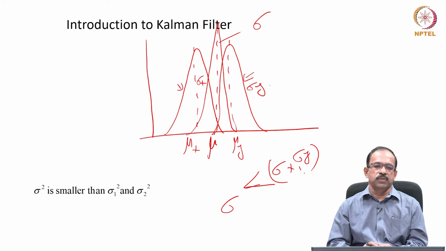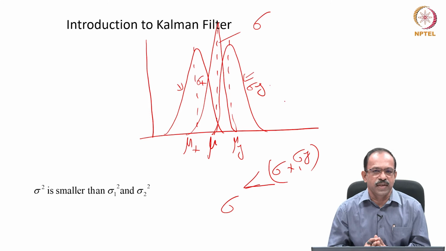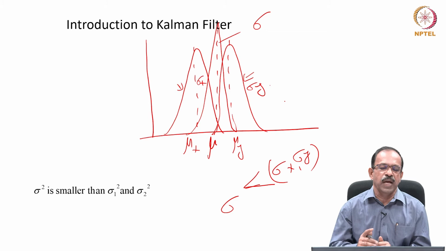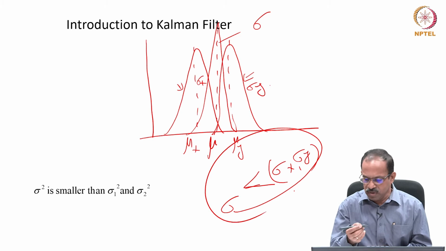So, you have two distributions, each with its own mean and covariance. If you combine these two using a Kalman filter, you will get a distribution, or an estimate, based on these two, which will have a covariance less than the covariance of either of them. So, you will always get a better estimate using this fusion of the two data. That is the basic principle of the Kalman filter. So, what is the mathematical foundation for that? We will look into that.